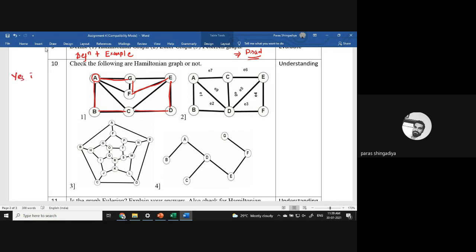Yes, it is a Hamiltonian graph, because it has a Hamiltonian circuit. Which circuit? You also mention it here: A to B, B to C, C to D, D to E, E to F, F to G, and G to A. Based on this Hamiltonian circuit, you can say this graph is a Hamiltonian graph. So this is your complete answer.